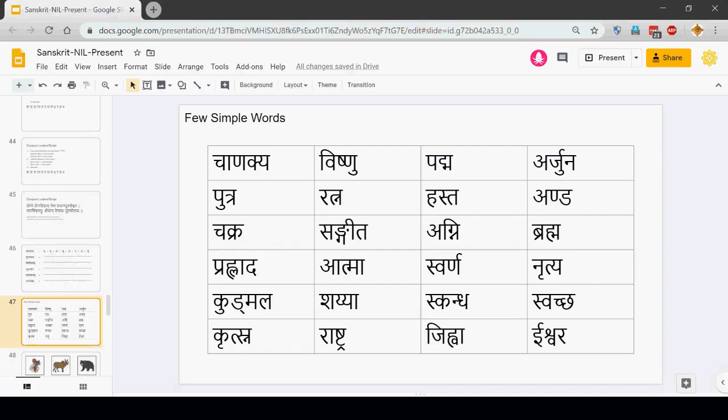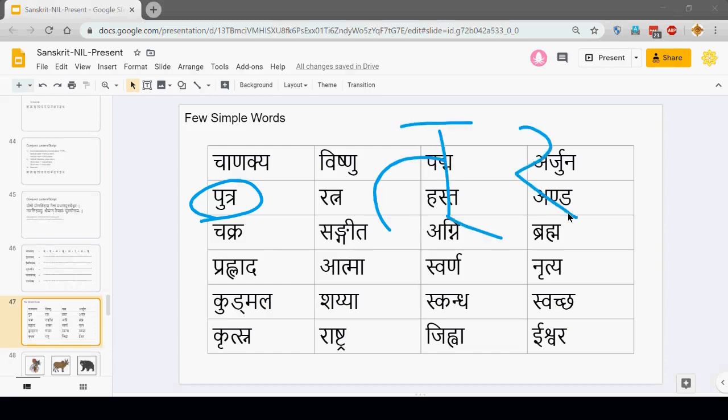So this is Arjuna. Okay, then the next one. Pu. I forgot the second one. Second one was... Was it in the previous one? No. Yeah, we saw it somewhere. Putra. Yeah, it is a tra sound, ta followed by a ra. So these are some special notations. Tra, putra.